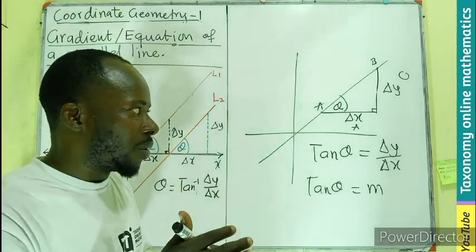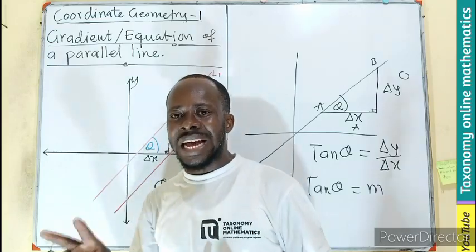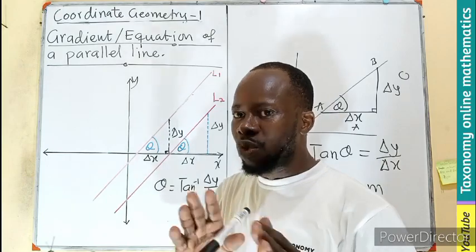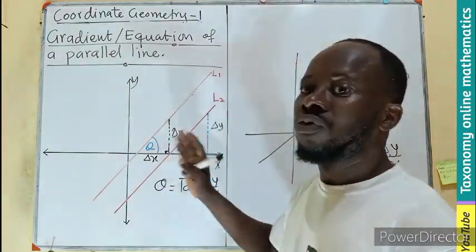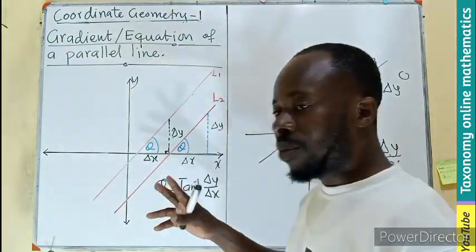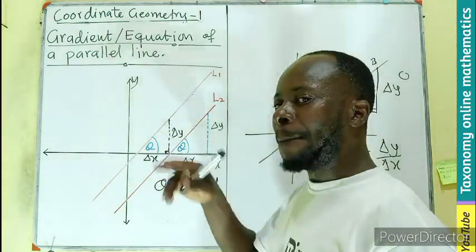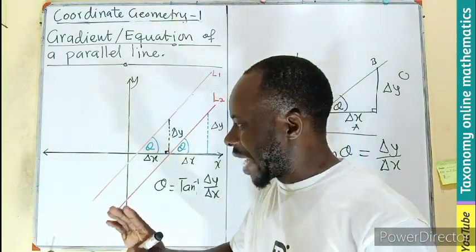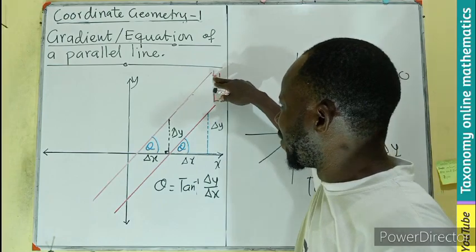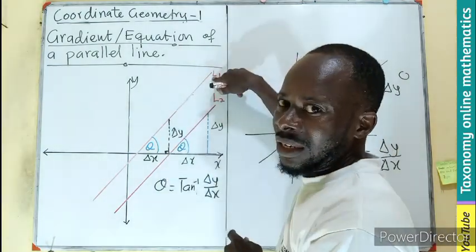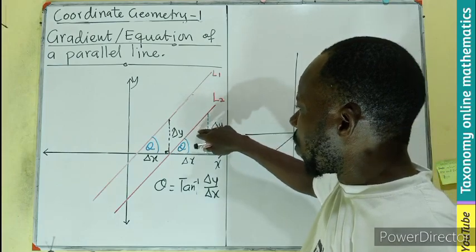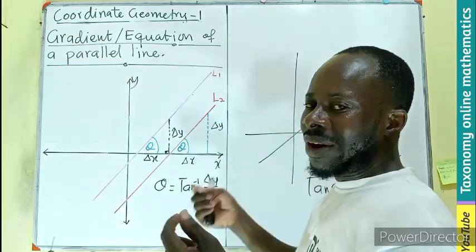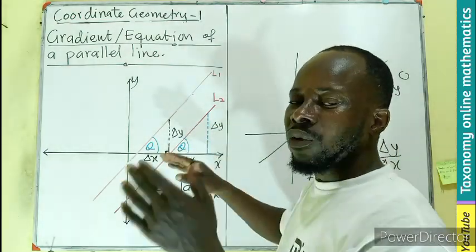So in general, any two lines that are parallel have the same gradient. That's what we are trying to put across: that any two or more lines that are parallel, their gradients are going to be the same. That simply means that if I know the gradient of line 1, I can find the equation of line 2, since they have the same gradient. So I only use the gradient and any point on the line to find the equation.